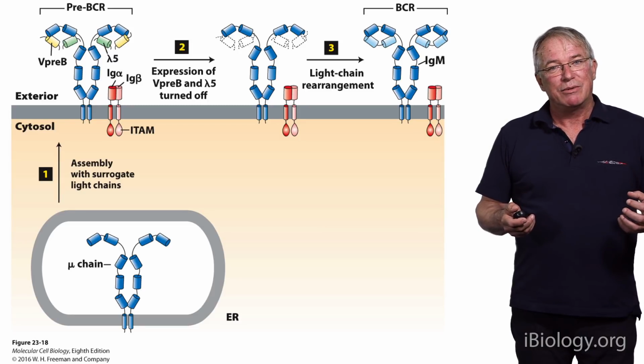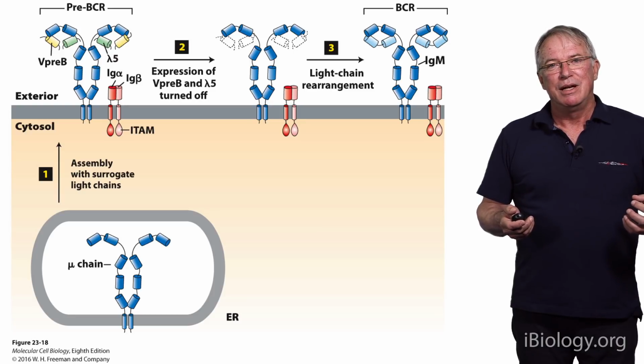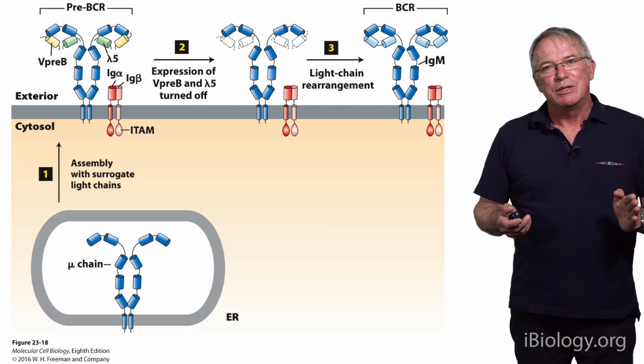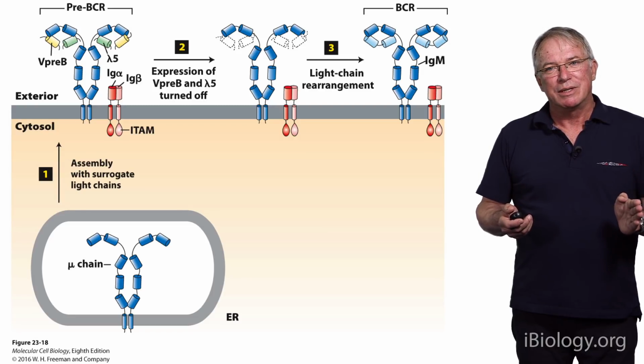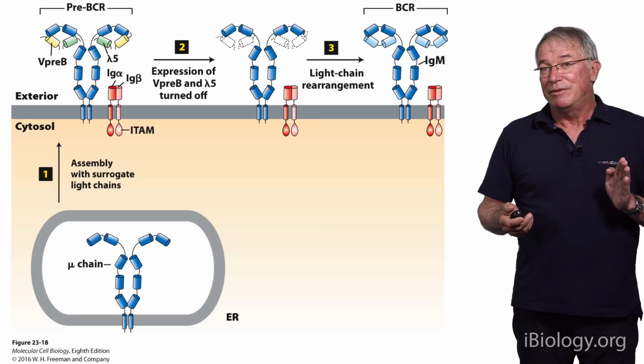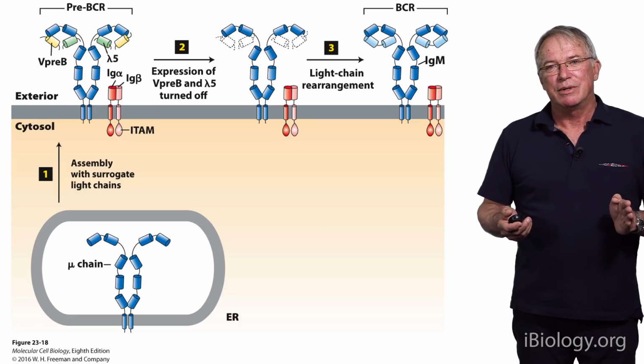So this pre-B cell receptor, depicted on the left, is a necessary condition for B cells to engage light chain rearrangement, and it's only when all these processes are executed perfectly that we arrive at a fully assembled B cell receptor at the surface of a B lymphocyte.